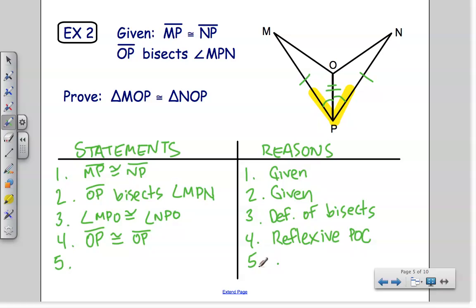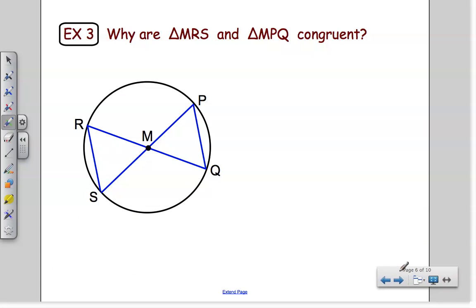And finally, check it out. Side, angle, side. I can now prove what they wanted me to all along, that these triangles, MOP and NOP, are congruent by side, angle, side shortcut. So some excellent proofs here using side, angle, side congruence shortcut for triangles.